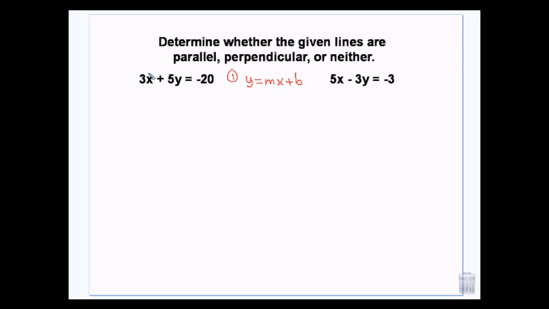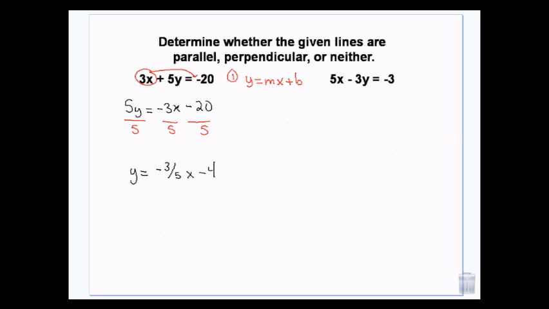So I'm going to take this x and move it over and change its sign. So this becomes 5y equals -3x minus 20. And then I'm going to divide everything by 5. And I'm going to get y is -3/5 x minus 4.